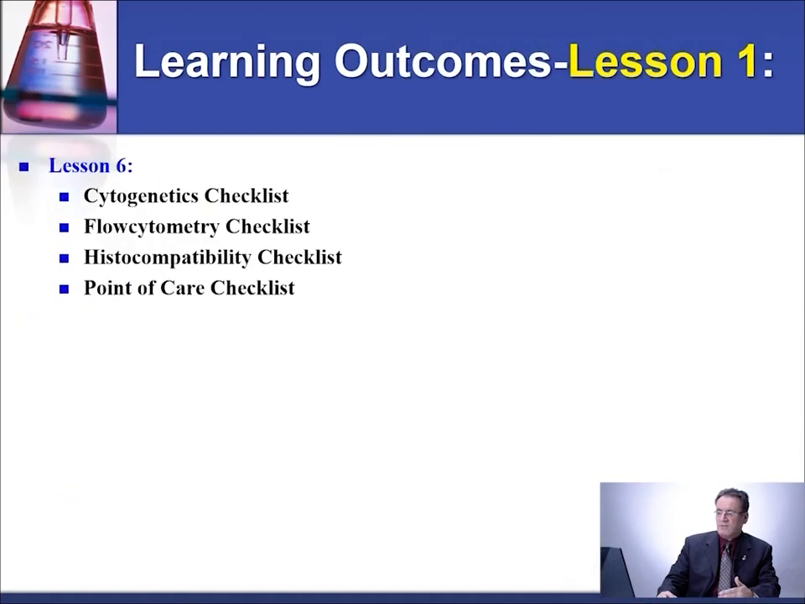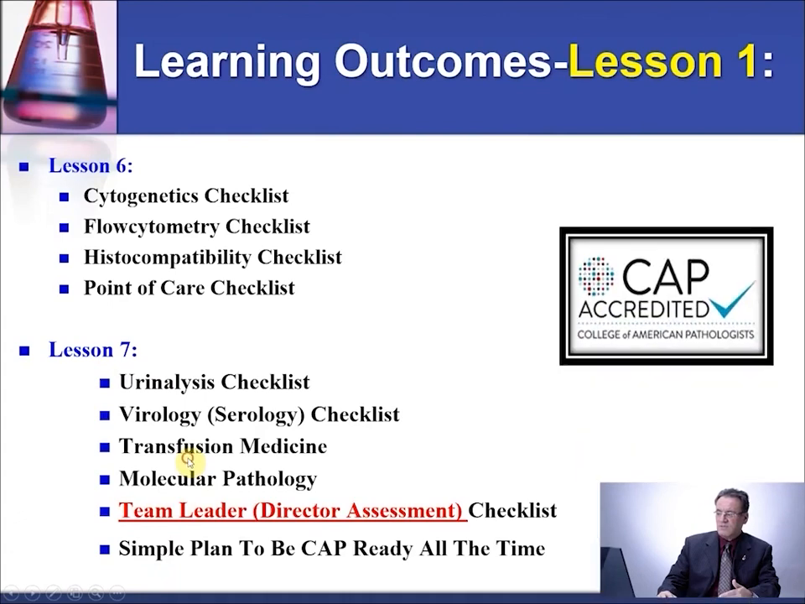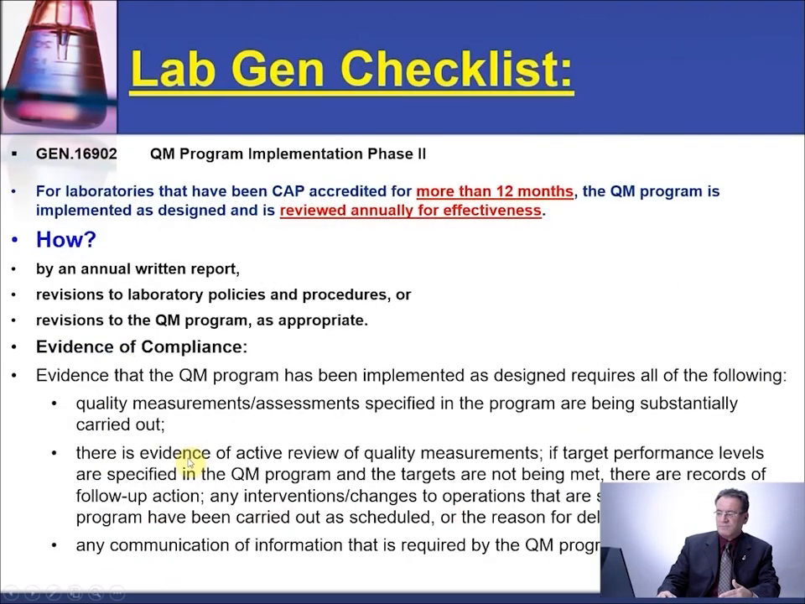Also in lesson number 6 and lesson number 7, I'm going to teach you how to be CAP ready in the sections of cytogenetics, flow cytometry, histocompatibility, point of care, urinalysis, serology or virology, blood bank, and molecular pathology. In addition, the team leader checklist. In addition, in lesson number 7, I'm going to give you a simple plan on how to be CAP ready all the time. So let's start with lesson 1.